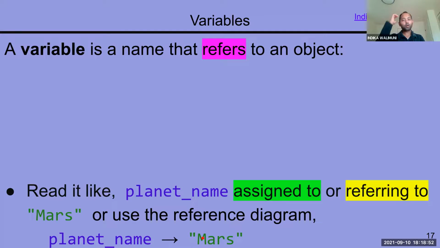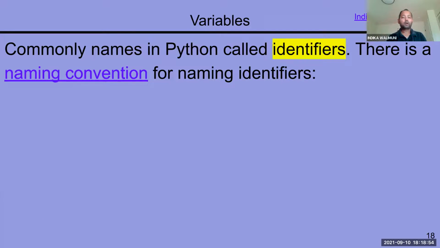Okay, moving on. All right, so variable names in Python, we commonly call them identifiers. Okay, so an identifier can be a function, an identifier can be a class, an identifier can be a module, an entire module.